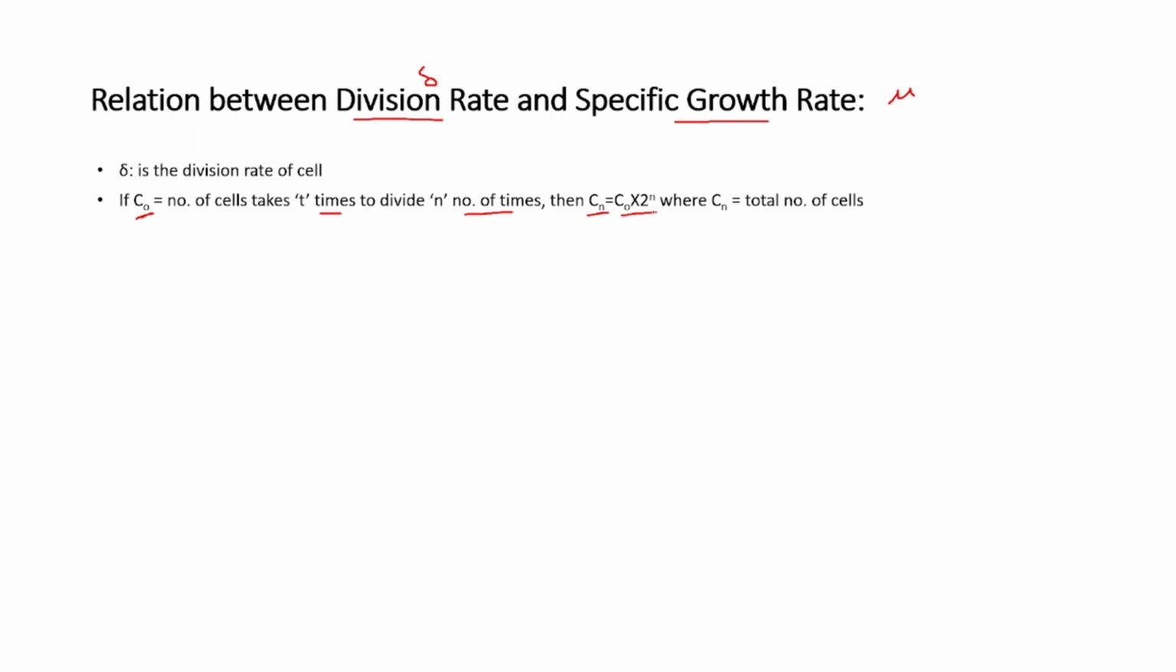Now the division rate is defined as dn/dt, that is, the rate of change of the number of times the cell is divided. So this is called the division rate.